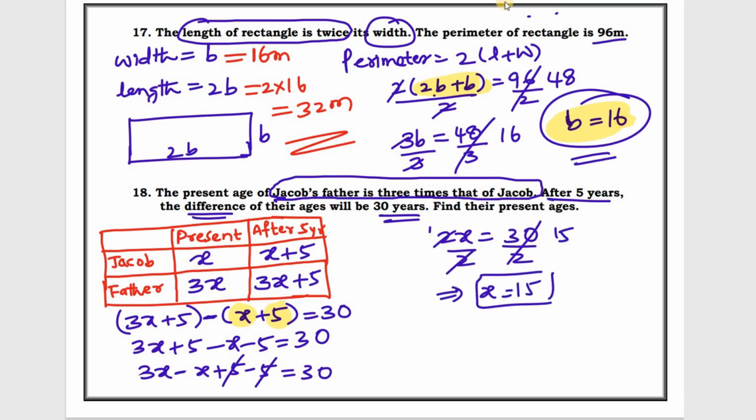So let us write their ages. What is Jacob's age? x, that means 15 years. And what is his father's age? 3 times x, right? 3 15s are 45 years. So that's the answer.